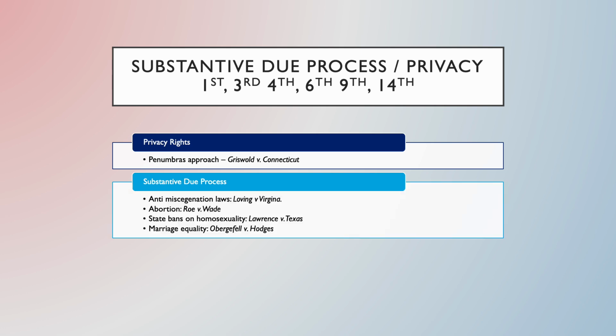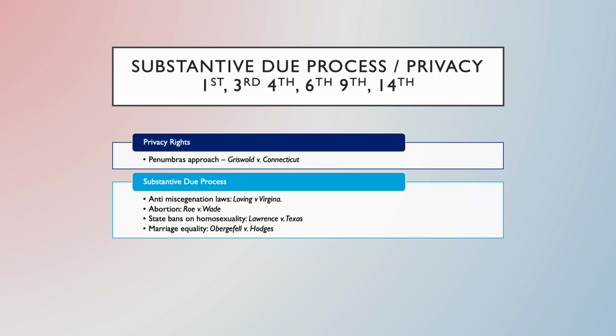So this idea of substantive due process has been used to strike down anti-miscegenation laws in Loving versus Virginia. So these are laws that would say that you cannot have mixed interracial marriage. This has been used to protect the right to an abortion in Roe versus Wade, saying that your right to determine whether or not you have a child is a fundamental right about your fundamental lives and liberties that should be protected by the 14th Amendment.